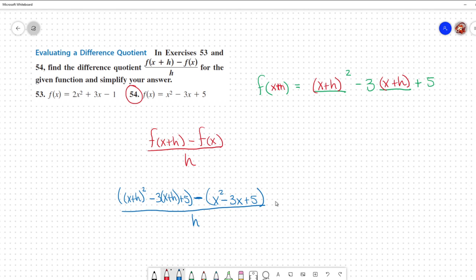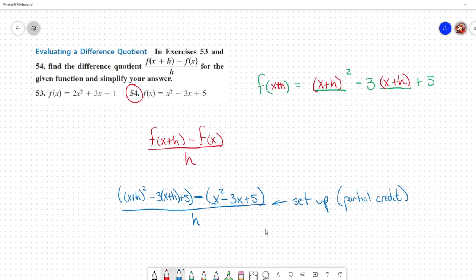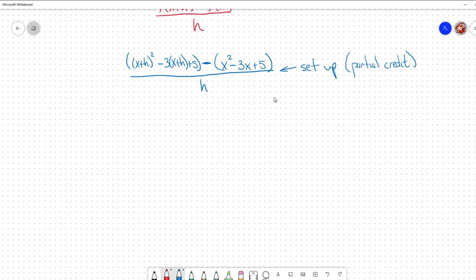So this right here is our setup. That right there is our partial credit. Do this right with the parentheses and everything, you're good to go. So this is already half of the battle. Now the next half is the cleanup. So now I'm going to start to simplify. All right, so I'll thicken this out a little bit.